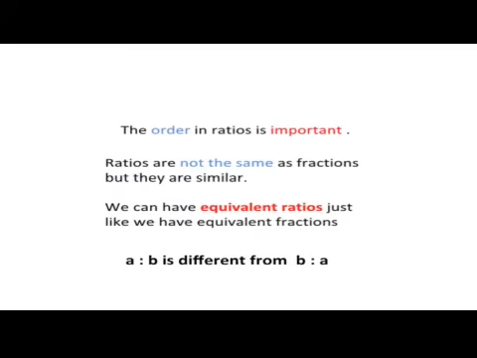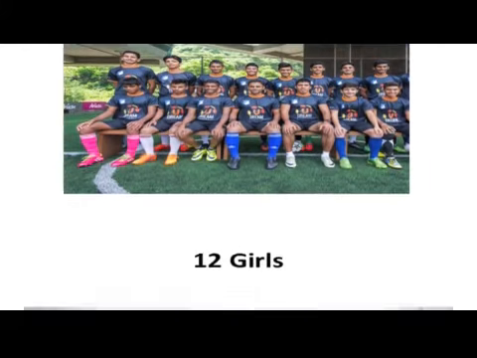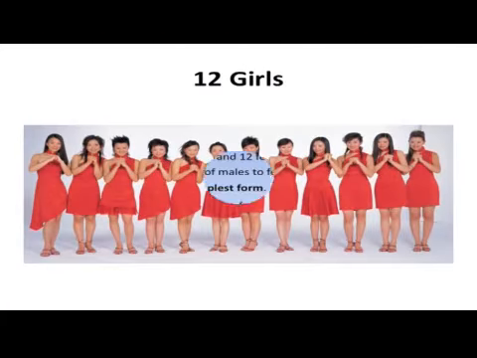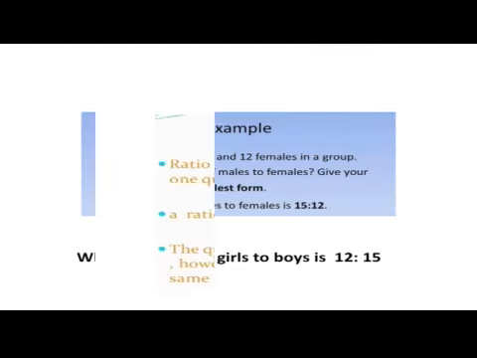Order in a ratio is very important because A is to B is different from B is to A. For example, there are 15 boys and 12 girls in a class. The ratio of boys to girls is 15:12, while the ratio of girls to boys is 12:15.